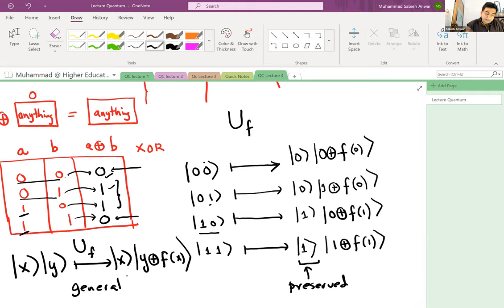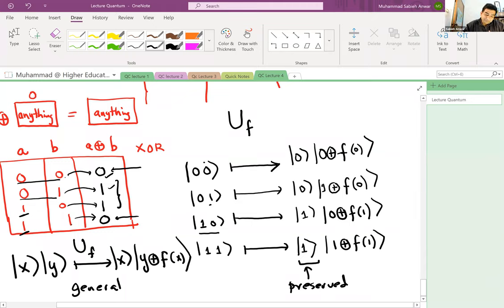By the way, the exclusive OR is also called addition modulo 2. So I add 0 plus 0, answer is 0. 0 plus 1, answer is 1. 1 plus 0, answer is 1. 1 plus 1 is 2, and modulus 2, 2 equals 0 in the binary system. Okay, so this is my definition for UF.